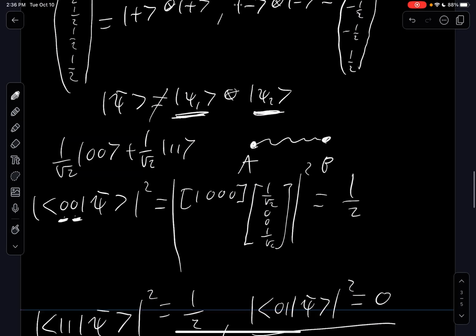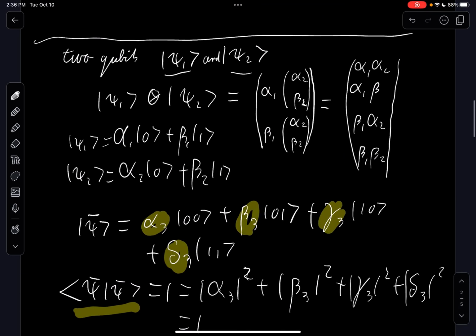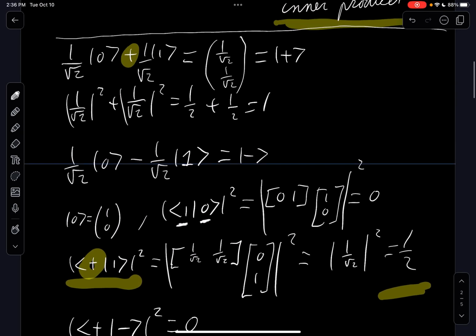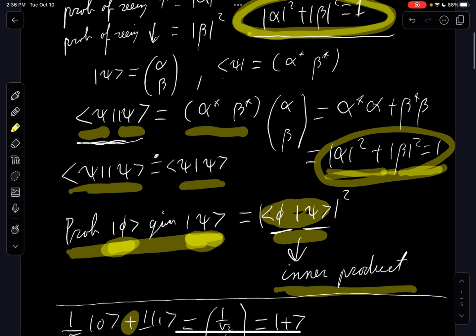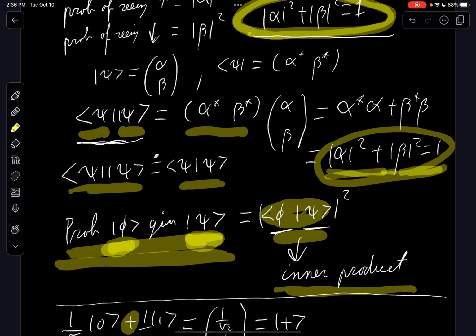I would like to close maybe with actually giving a name to this rule here. We had this rule here, right? This allows us to calculate probabilities of observing certain states, given that we have a certain state psi. And this is called the Born rule. Or Born's rule, I guess. It's really a fundamental postulate of quantum mechanics.